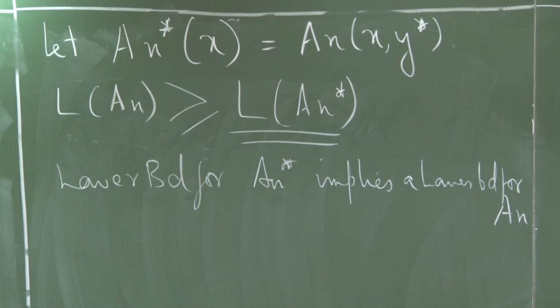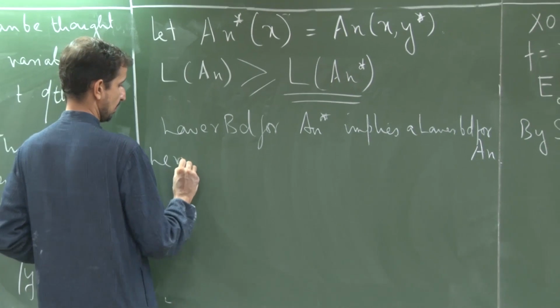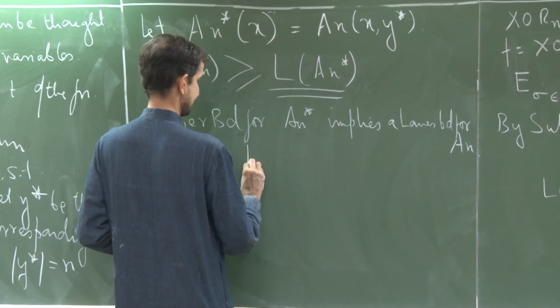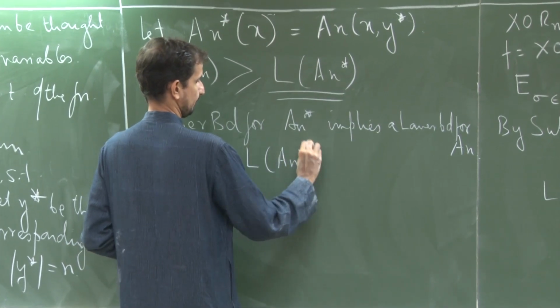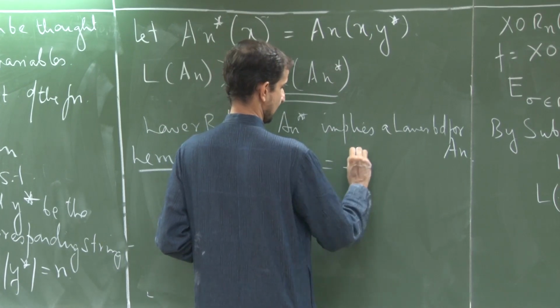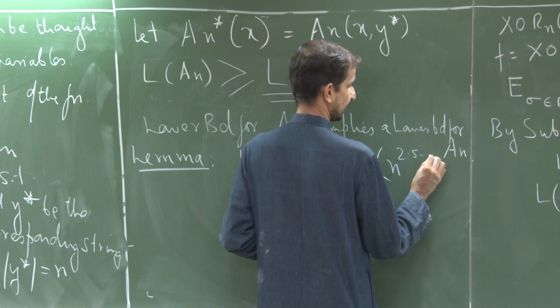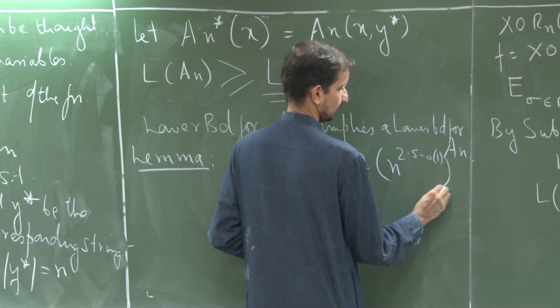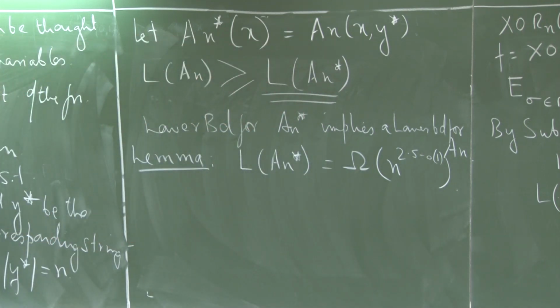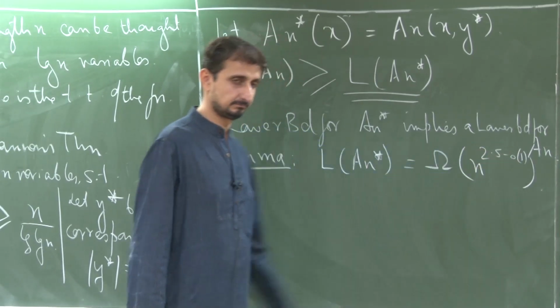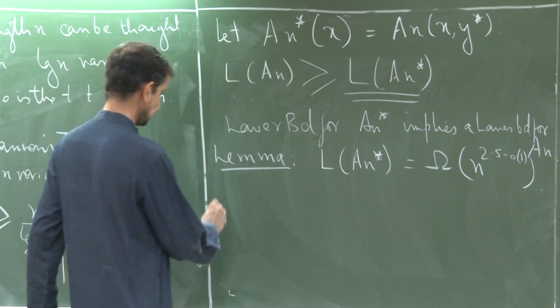Okay. So, what we will prove is that L of A n star is omega of n to the power 2.5 minus small o of 1. We will show that it has a formula complexity of at least n to the power 2.5 minus some small term, but we will see what those are.